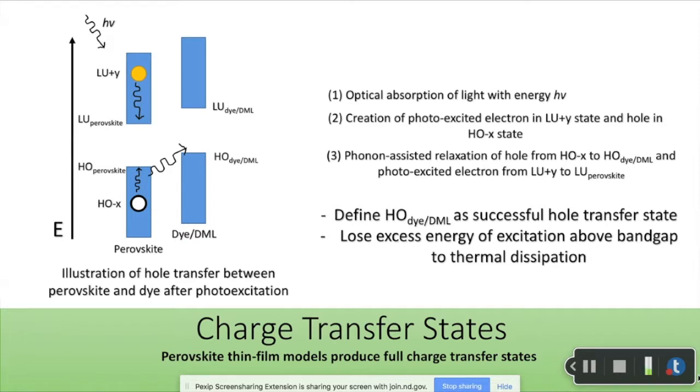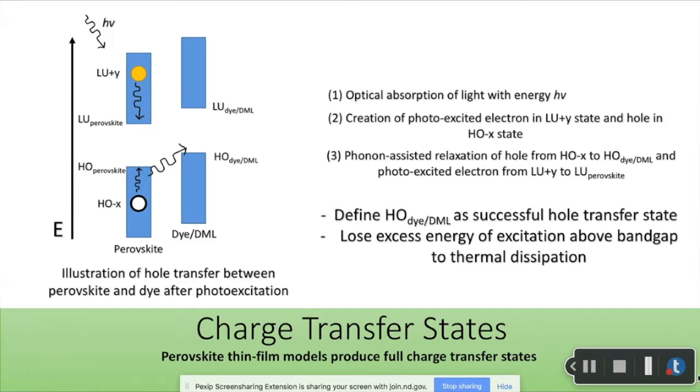So for this slide, we're going to describe how we define charge transfer and the physical processes that occur for the hole transfer to occur. So on the left is an illustration of the hole transfer occurring in the perovskite dye model. The left bars show the energy or band structure of the perovskite material, and the right the dye or the dye with methoxy linker groups. So we can see that first the perovskite is going to absorb light with an energy h mu, and it's going to create a photoexcited electron hole pair, where the electron occupies a state LUMO plus y and the hole HOMO plus x.